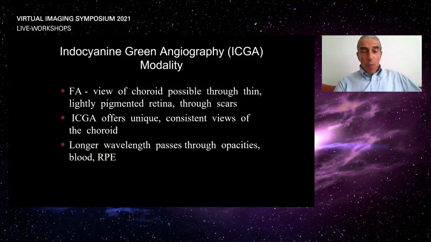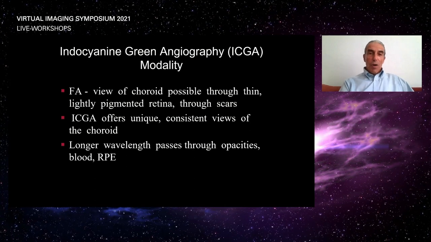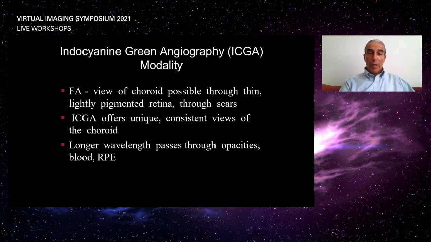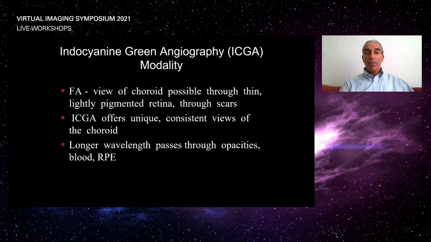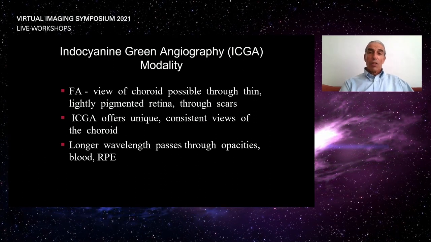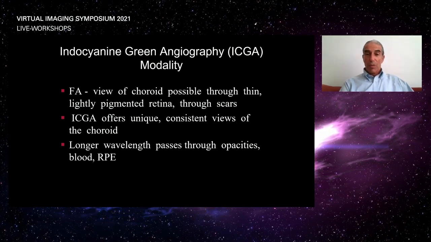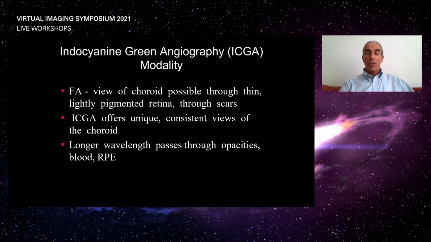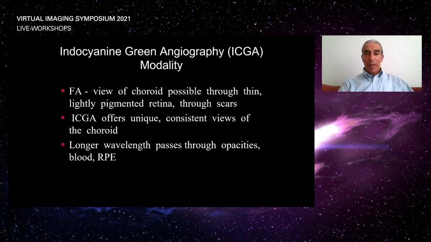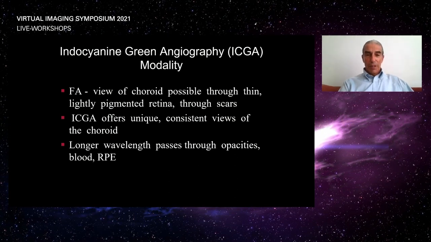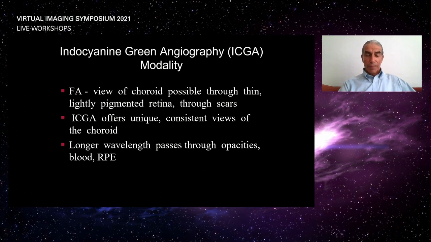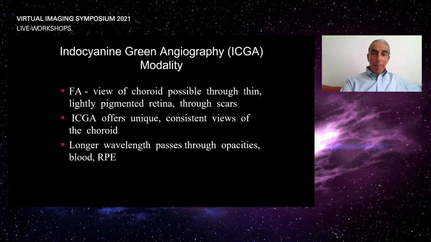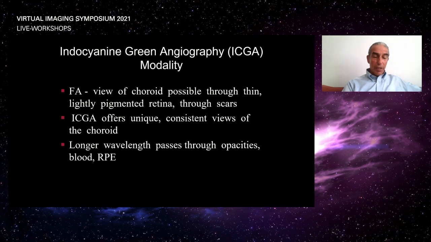Now, once we moved up into ICG angiography, we were able to look at the choroid, which until then was only visible if we had scars or very thin retina or myopic patients. We would not be able to see the choroidal vasculature. If you were lucky using film, in the first second of dye injection before the RPE became suffused, we could see a glimpse of the choroidal circulation. The longer wavelength passes through opacities, blood, and the RPE.